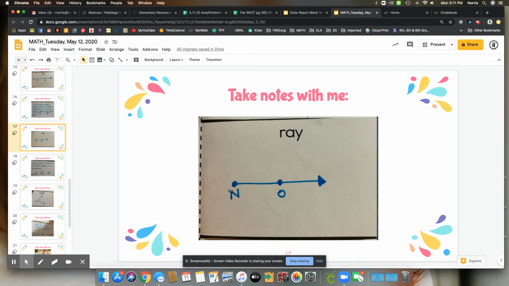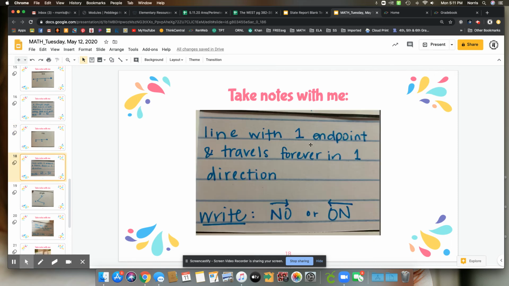typically is identified as a letter and then another random point somewhere on the ray. Rays can go in either direction. They do not have to go just in one. But you can draw more than one example on your notes if you would like to. So here is your definition for ray: goes on in one direction, and this is how you would note it.